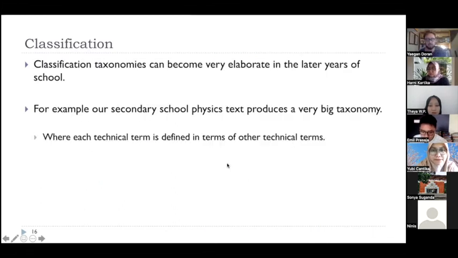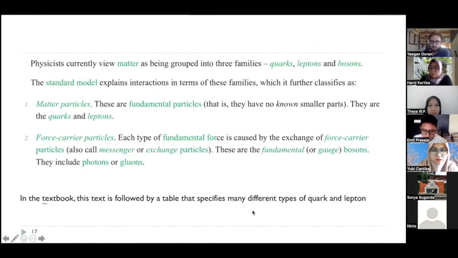But classification taxonomies can be very elaborate in the later years of school. So for example, our secondary school physics text produces a very, very big taxonomy where each technical term is defined in terms of other technical terms. So this is all of them. And in fact, after this stretch, the text has a table that specifies many different types of quark and lepton. So here it's got quark and lepton.